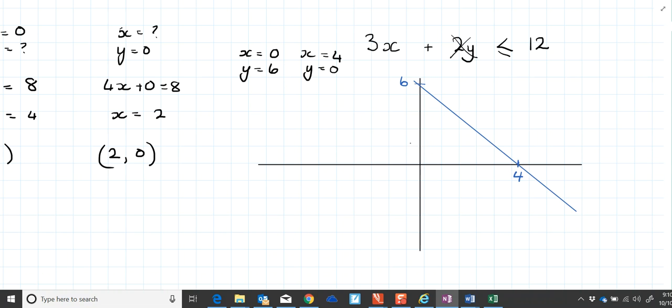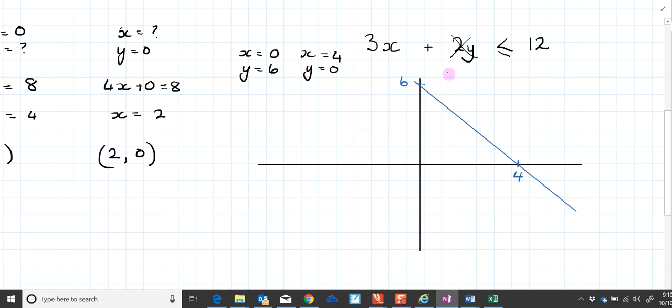So there is the line that is the equation. Any point on that line is where 3x plus 2y equals 12. But now we want all those points where 3x plus 2y is less than 12. So which side do we want to keep? Left or right? Above or below? Greg? Below, the bottom left quadrant. Yes, so this side.